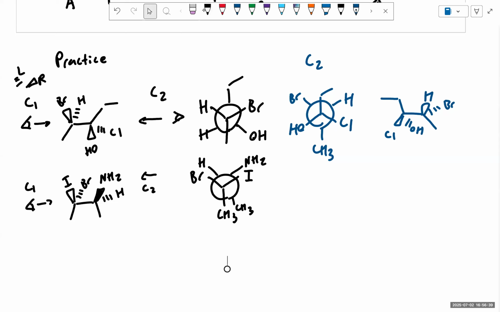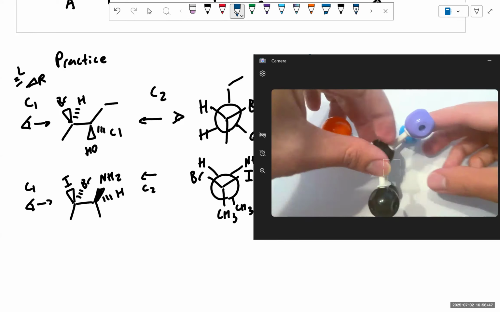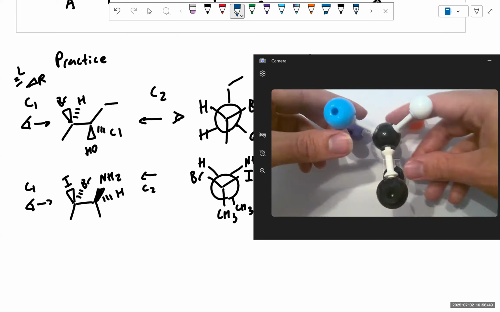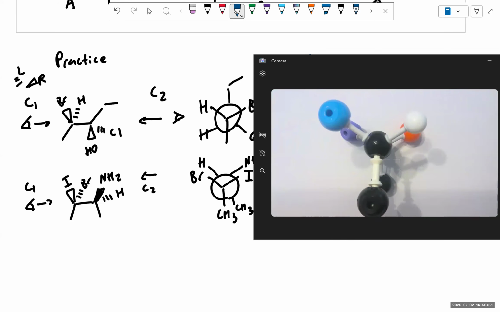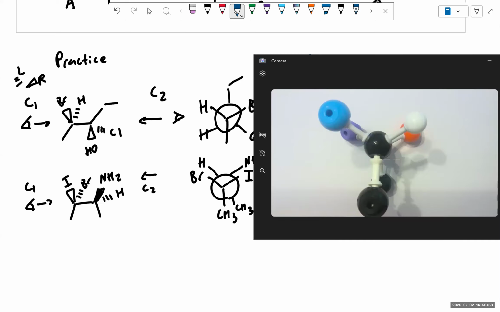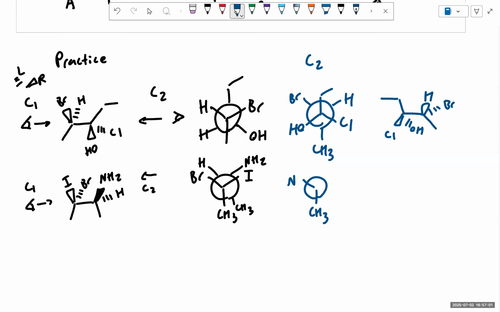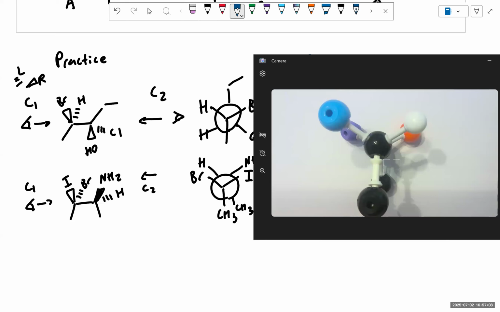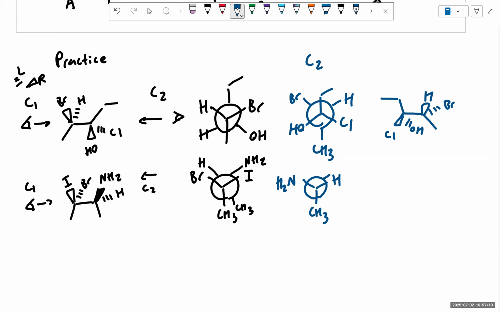Let's now take a look down carbon 2. If I'm looking down carbon 2, all I have to do is take my model and rotate it 180 degrees. Now carbon 2 is in front, and I just draw what I see. So we have the methyl group pointing down. The amine is on the left. The hydrogen is on the right. The bromine is on the right. And the iodine is on the left.